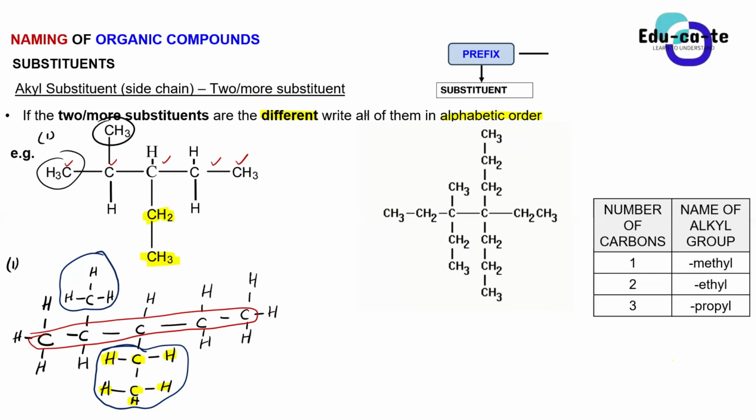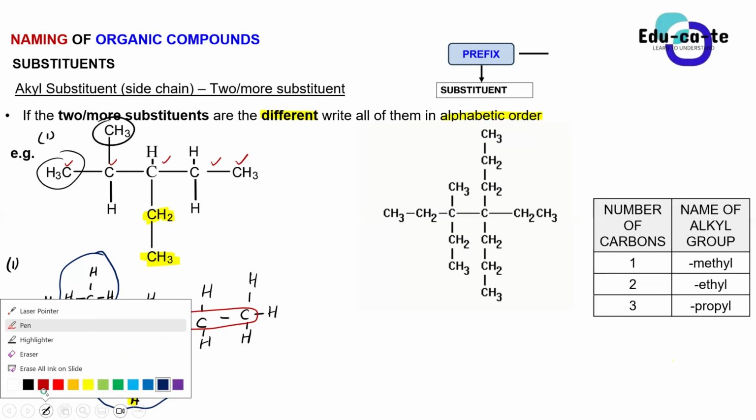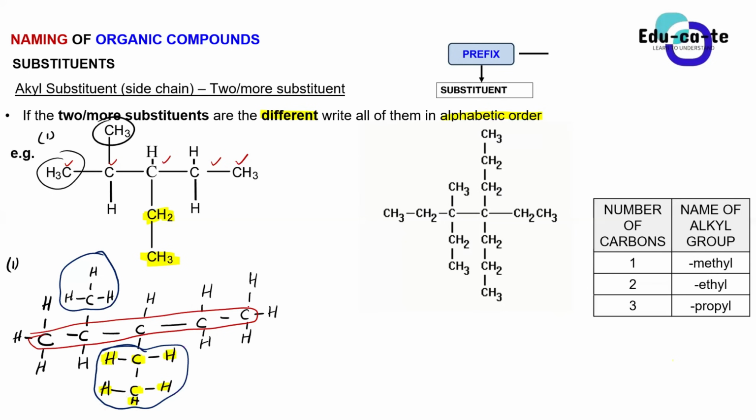Yes, exactly, the substituents must occupy the lowest numbers possible. All right. So here, if you were to number from right to left, this ethyl group will be on carbon 3, and then this methyl group will be on carbon 4.